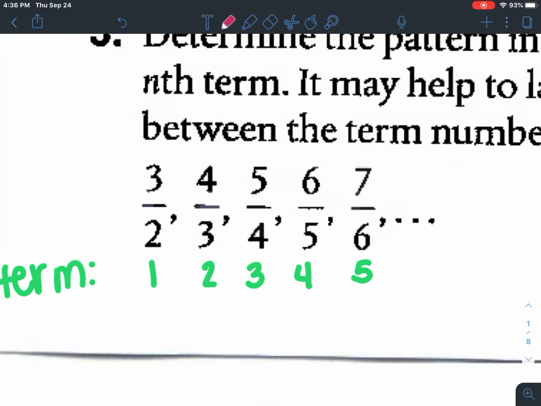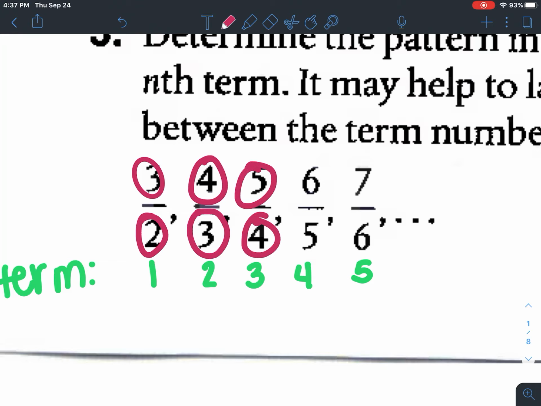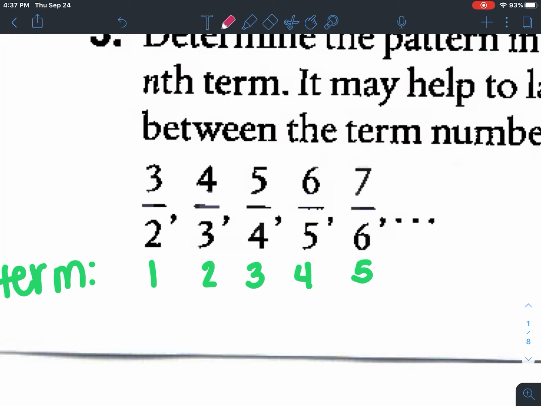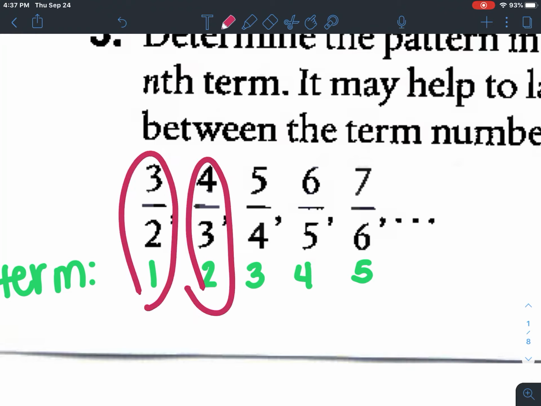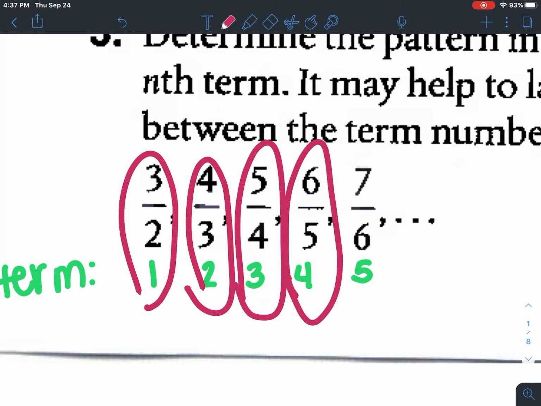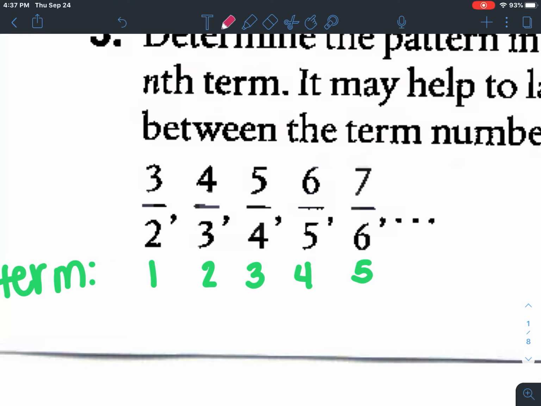So for this one, notice that we have a 2, and then we have a 3, and then we have a 3, and a 4, and a 4, and a 5, and a 5, and a 6, and a 6, and a 7, okay? And when we did that, it kind of matched 1, 2, 3, 2, 3, 4, 3, 4, 5, 4, 5, 6, 5, 6, 7. Okay, so there's definitely a play on numbers here.